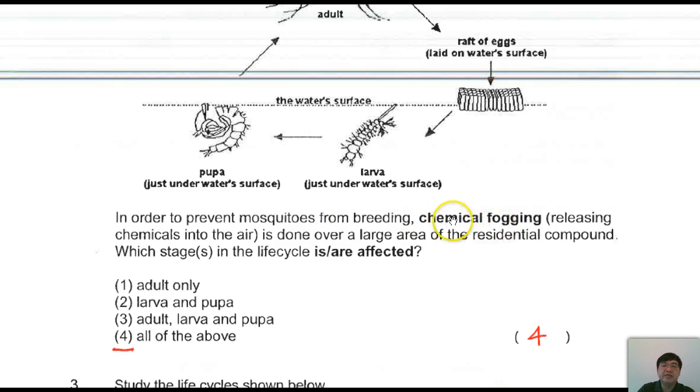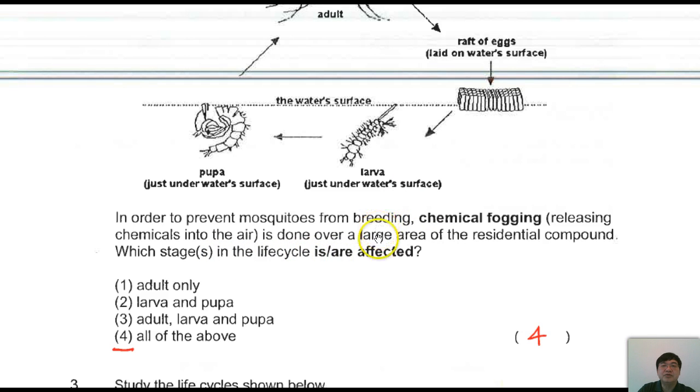Now remember, chemical fogging is releasing of chemical into the air. Watch out for the word air. And it is being done over a large area of the residential compound. It means near some places where people are staying. Now, which of the life cycle is affected?